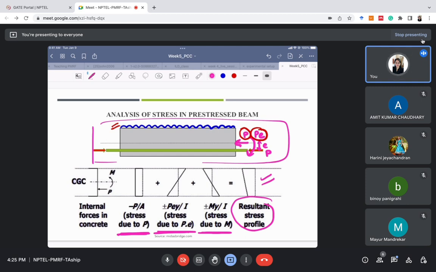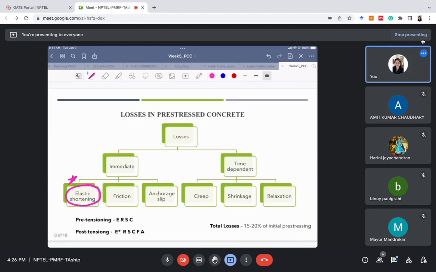Okay, I hope this is fine. I just analyze. Analysis means finding the stress at any part of the beam. So by doing this, I can find the stress at any part of the beam. Okay. I hope it is clear to you. So this was the basics behind the analysis of a pre-stressed concrete beam.